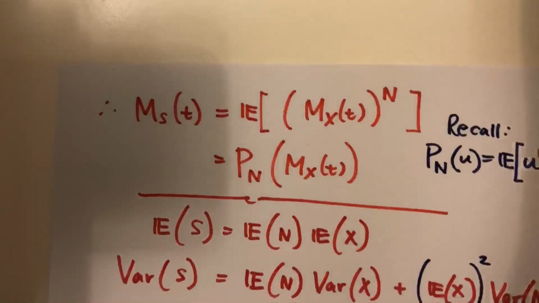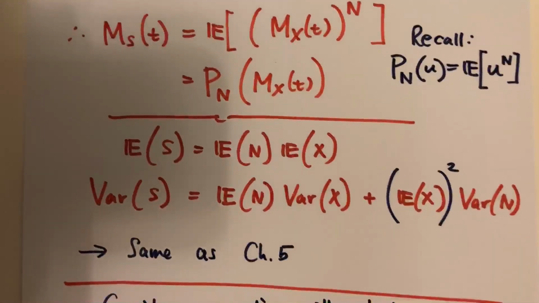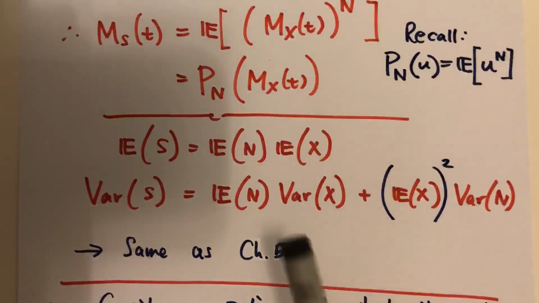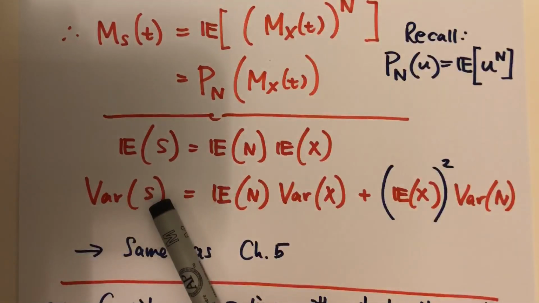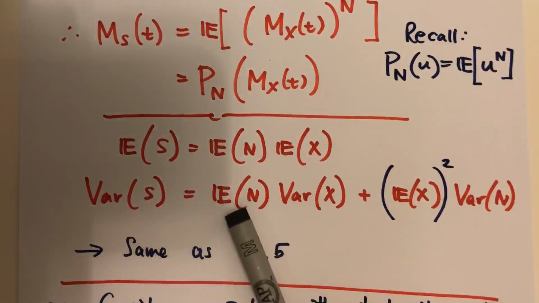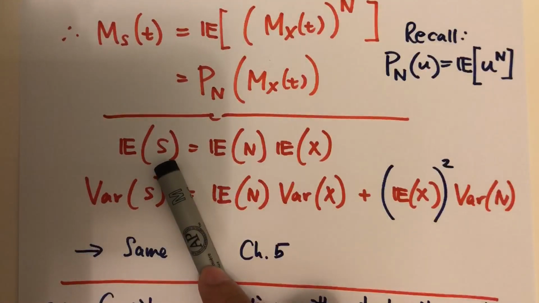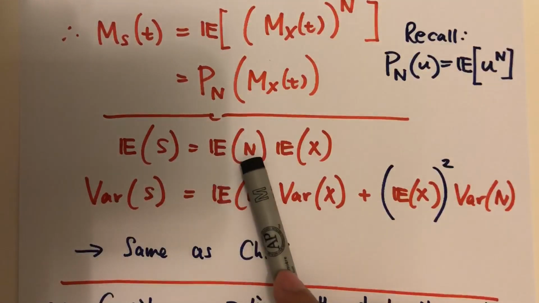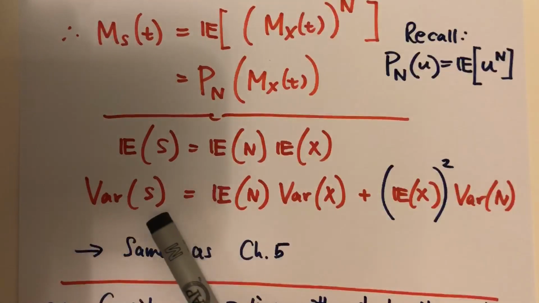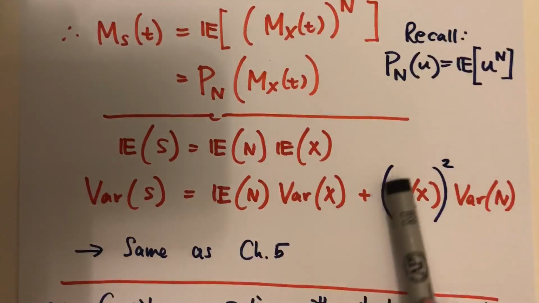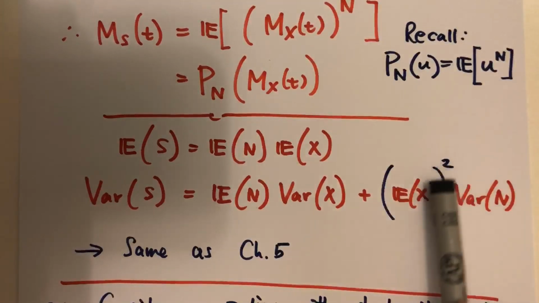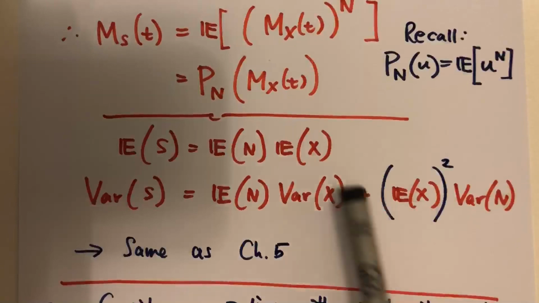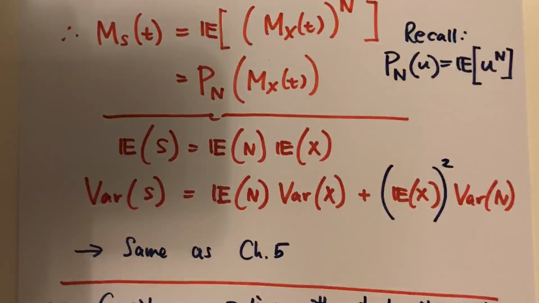Okay, so now we look at moments. Moments are easier. In fact, the formula for the mean and the formula for the variance are exactly the same as in chapter 5. So the mean of S, the aggregate sum, is the mean of N times the mean of X. And then the variance formula is similar. Be careful, we have a square on the mean of the secondary, so we square the mean of X. Okay, so the two formulas are exactly the same as in chapter 5.